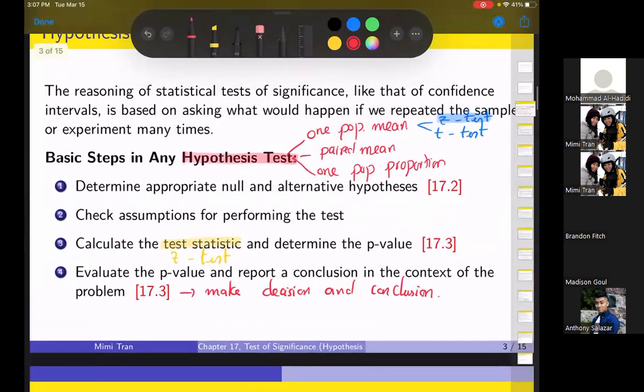Okay, step number 1, determine the appropriate null and alternative hypothesis. So right here, null and alternative hypothesis. Null is denoted H naught, and alternative hypothesis is denoted HA.